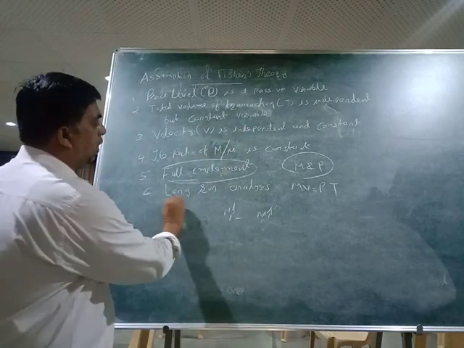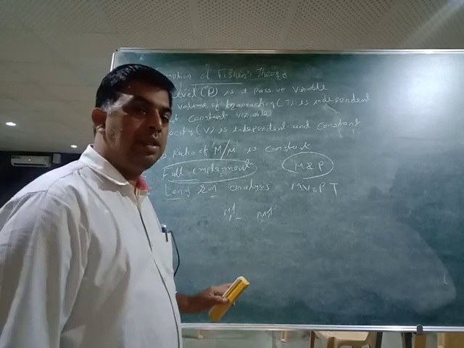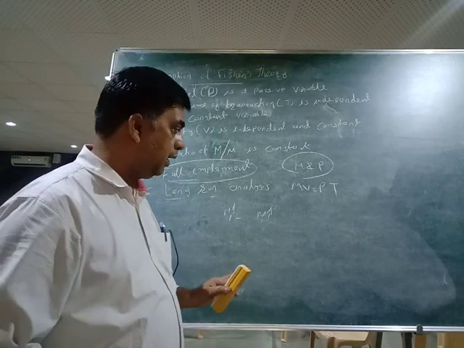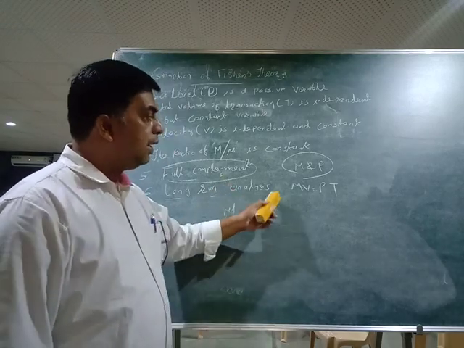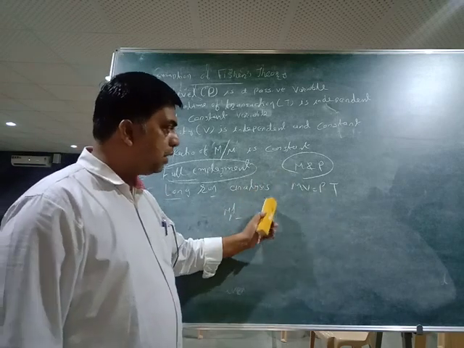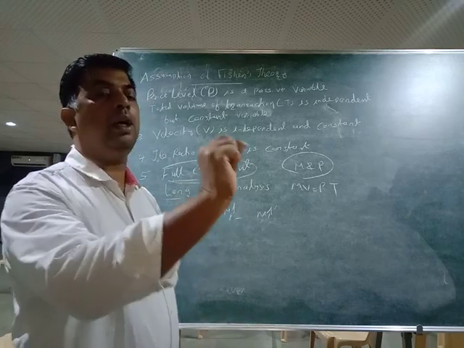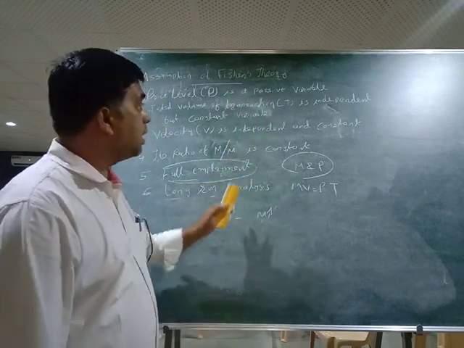And last, long run analysis. Most of the classical economists' analysis is long run analysis. The functional relationship between M and P, the direct relationship between M and P, can be established only in the long run. Okay, so these are the assumptions.